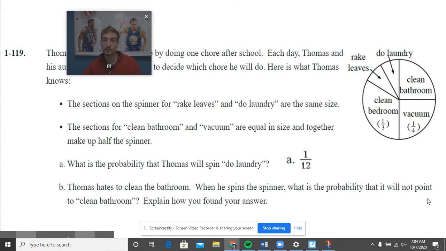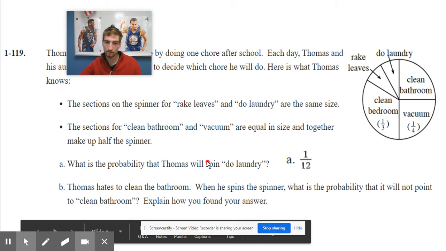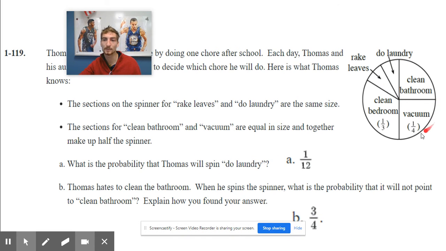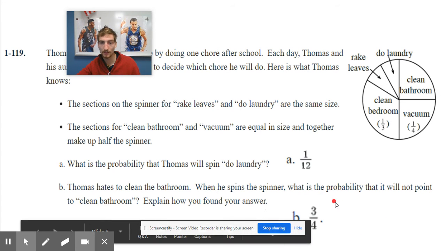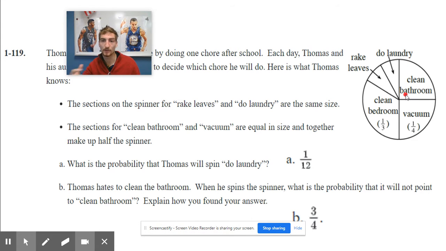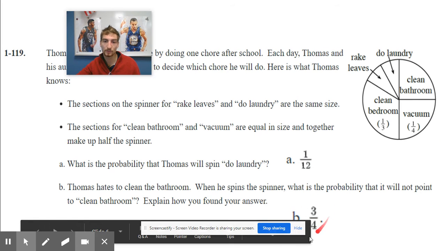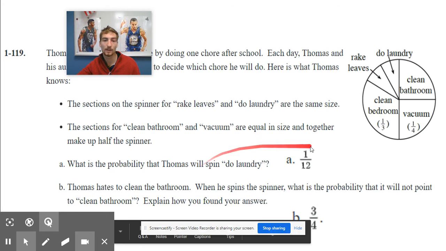All right, so you should have ended up with 3/4 because clean bathroom is the same size as vacuum, and so it's 1/4 on the spinner. And if it's the probability of not landing on 1/4, you would do 1 minus 1/4 or 4/4 minus 1/4 and end up with 3/4. You also could have changed the whole thing into 12/12, subtracted that by 3/12 and ended up with 9/12, which would go into 3 out of 4.